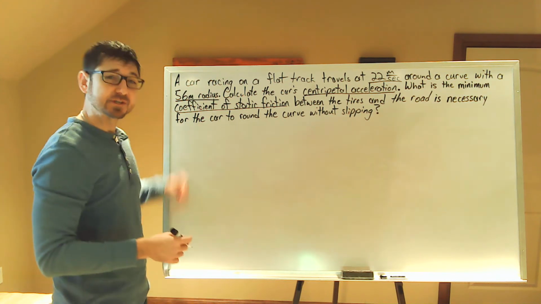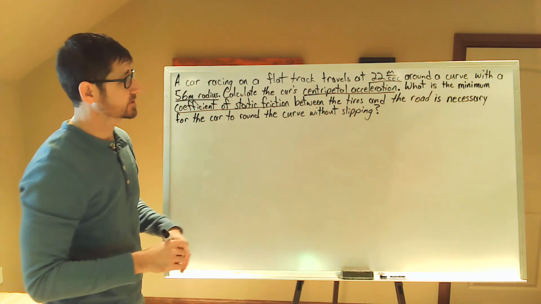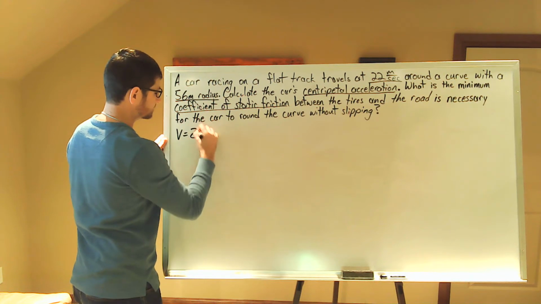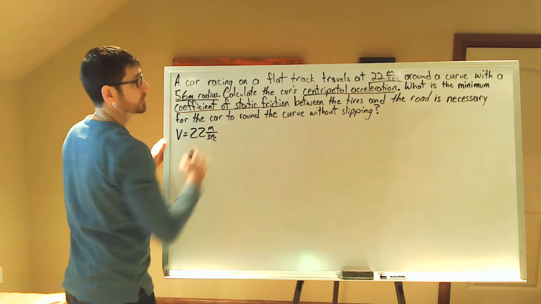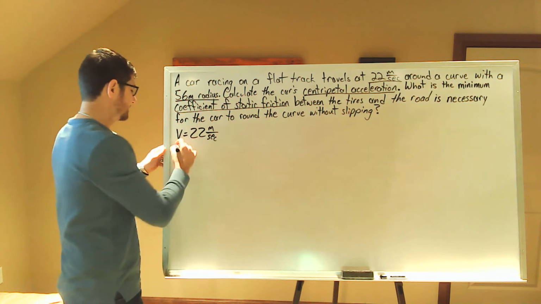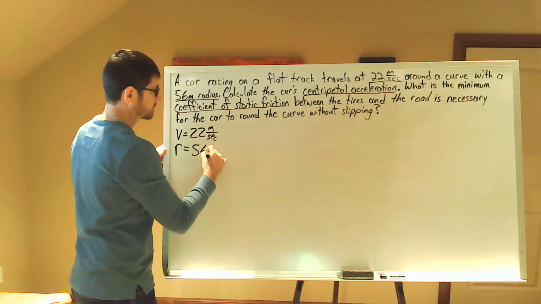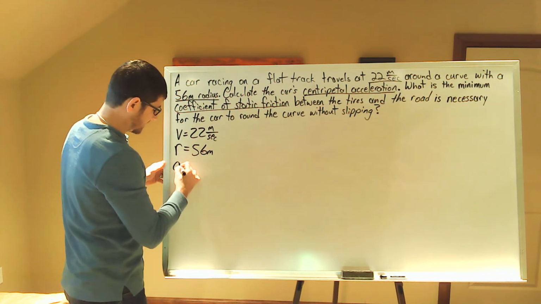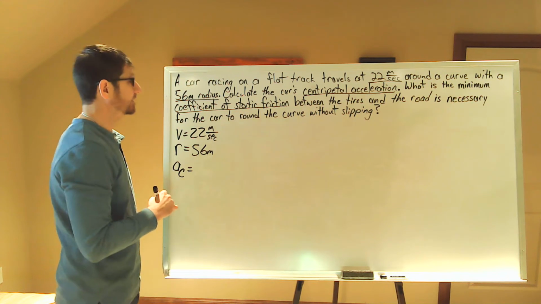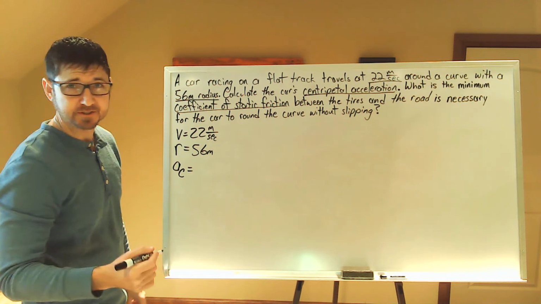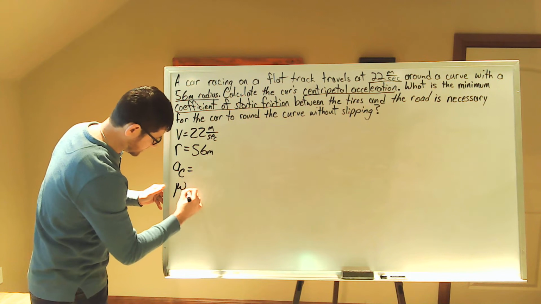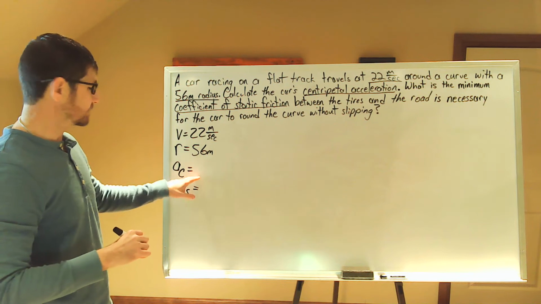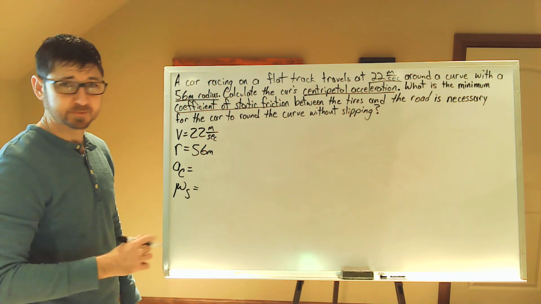So let's first generate a column of knowns and unknowns. We know that the velocity of the car is 22 meters per second, and the radius of the curve is 56 meters. The problem wants us to calculate the centripetal acceleration, identified by a sub c, and then the minimum coefficient of static friction, so mu sub s for static friction. So the first thing we can do is calculate the centripetal acceleration.